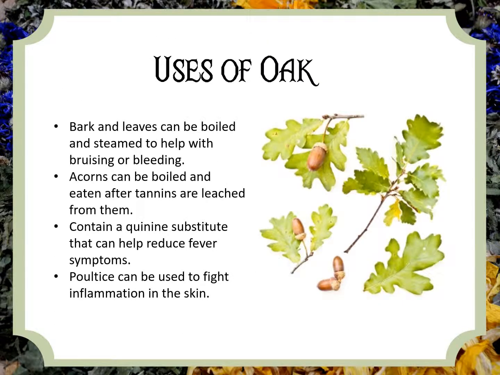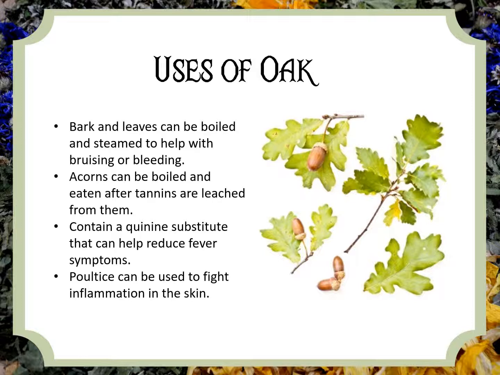So let's talk about how we use oak. Bark and leaves from oak can be boiled or steamed to help with bruising or bleeding, so you can use them as a poultice or as a fomentation. The acorns can actually be boiled and eaten after the tannins are leached. So you have to boil the acorns before they are edible. Before that, they're just very highly astringent. So you boil the tannins out of the oak, and then you can use the acorns. Acorns are sometimes used for things like pies. Sometimes they're ground into flour.